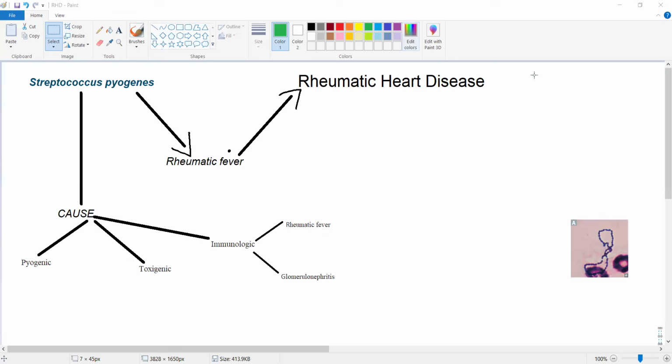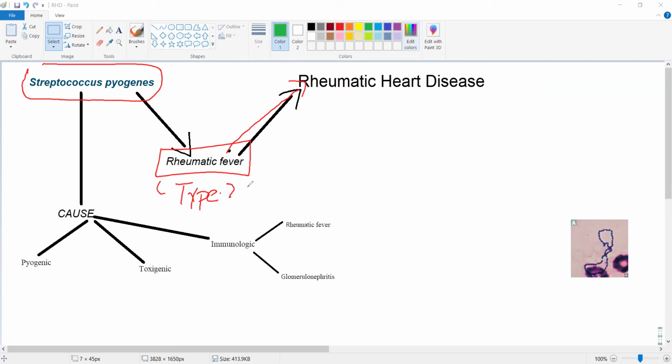Rheumatic fever is caused by which microorganism? Streptococcus pyogenes. This Streptococcus pyogenes leads to rheumatic fever, and chronic rheumatic fever leads to rheumatic heart disease. Which type of hypersensitivity reaction is this? Type 2 hypersensitivity reaction.